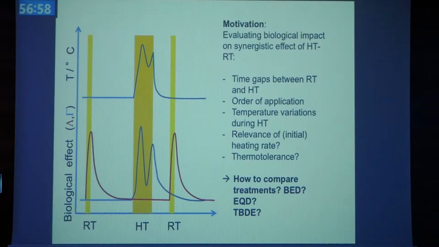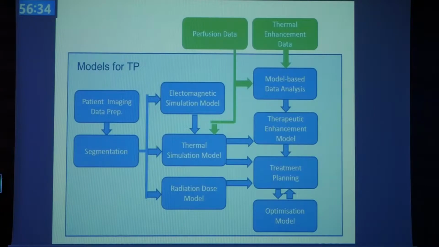The point is that when we look to the synergistic effect of radiation and heat, we have a combination of two different effects, and the total effect is produced by the overlapping of the two effects. For the synergistic effects, then we have a time gap between radiation and heat due to clinical workflow. We have order of application, we have temperature variation during the treatment. We do not know actually what the relevance of all these things is, but there is an important question: how to compare treatment when we look to the complexity of such a combined treatment.